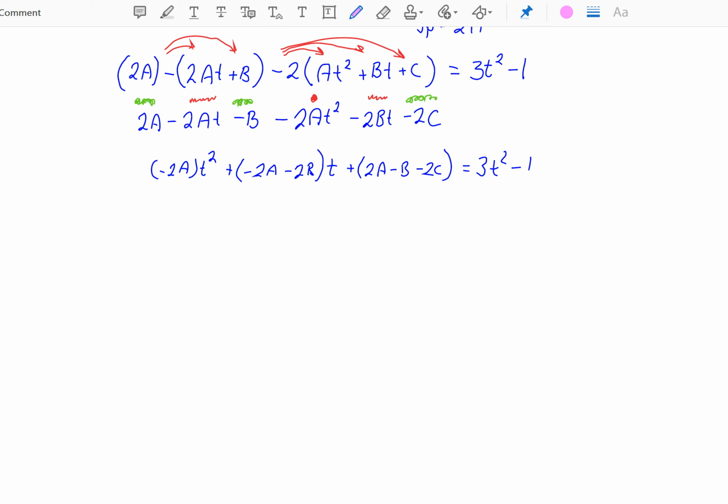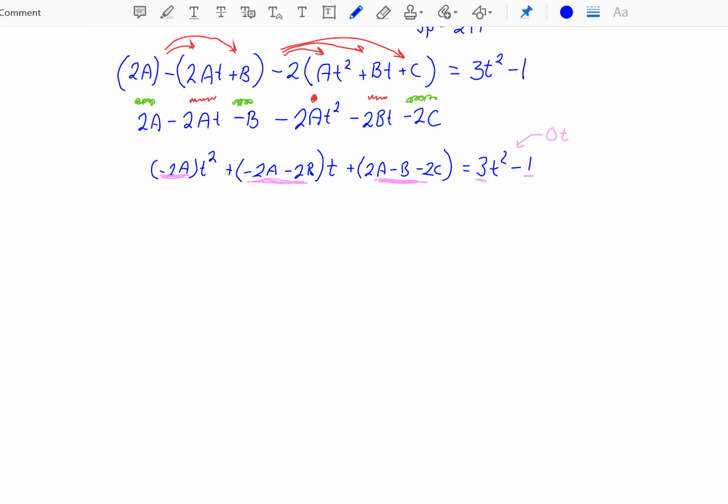That means that somehow the negative 2a has to equal 3. The negative 2a minus 2b has to equal the coefficient on the right-hand side of t, which there's not any, so maybe we could say this is the same as plus 0t. And then somehow your constant term has to equal your constant term.